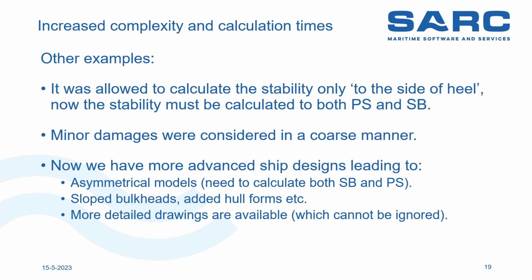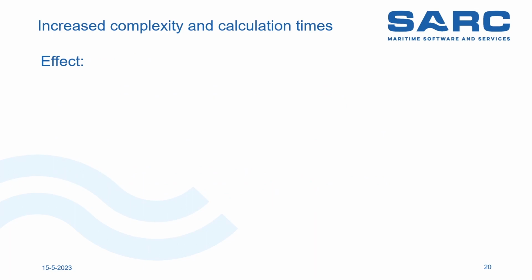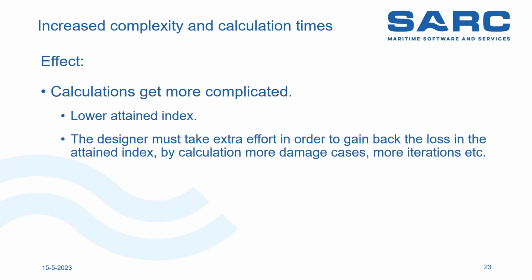And more detailed drawings are available in the modern designs, which cannot be ignored. If you send a drawing to classification society with even the smallest pipes, etc., they can't simply ignore it. Then they say, well, prove that it's not of a big influence on calculations. The effect: calculations get more complicated, a lower attained index in general, and the designer must take extra effort in order to gain back the loss in the attained index. How can he or she do that? More iterations in the pre-design, more damage cases to be calculated in the hope to raise the attained index.